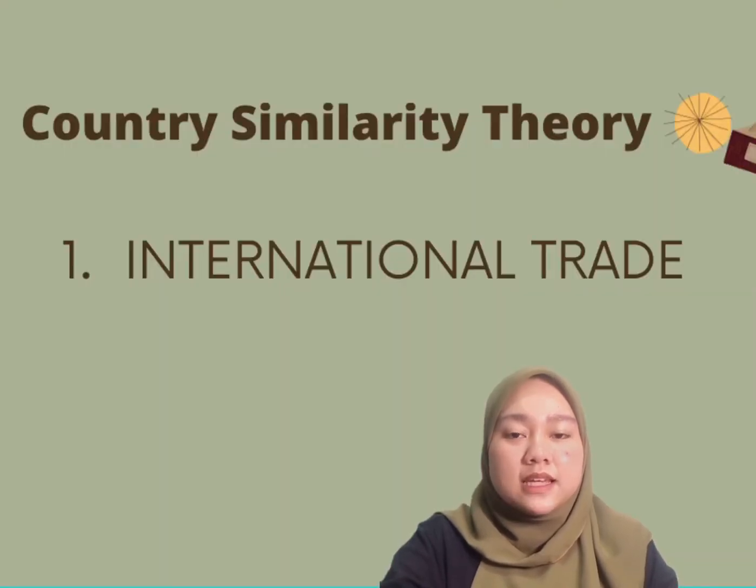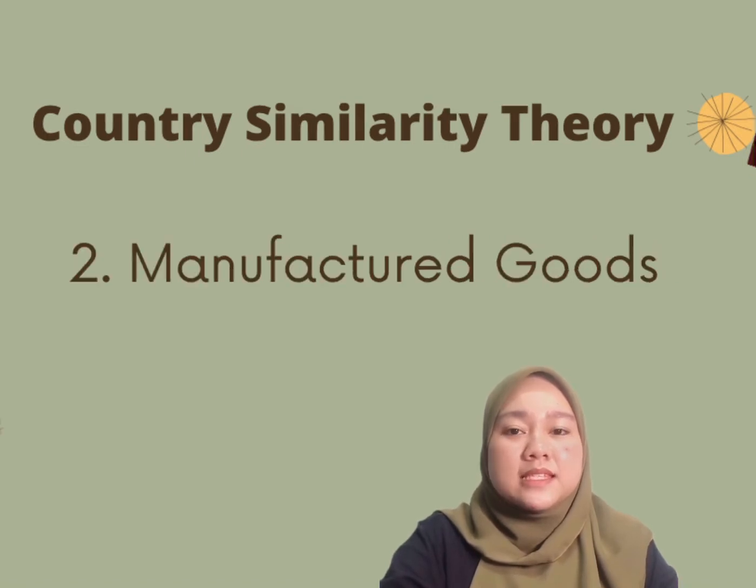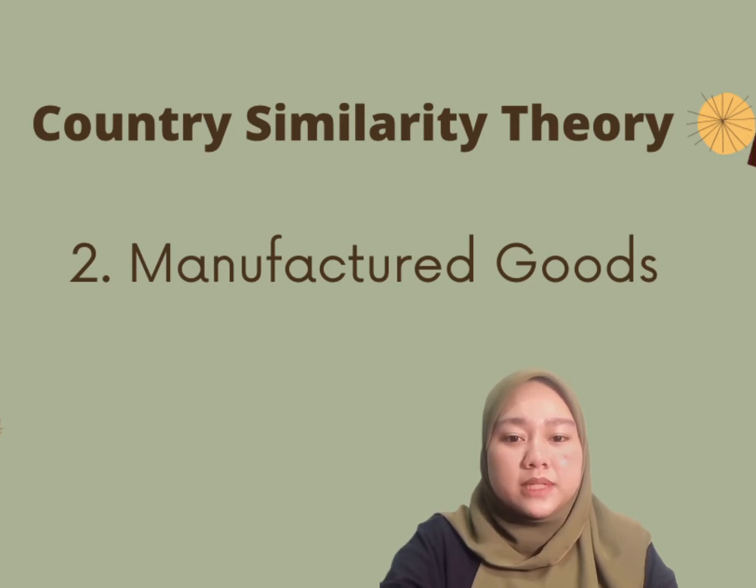Firstly, international trade. Linder believed that international trade in manufactured goods results from similarities of preference among consumers in countries that are at the same stage of economic development. Second, manufactured goods. This theory suggests that trade in manufactured goods should be between countries with similar per capita incomes and that intra-industry trade in manufactured goods should be common.